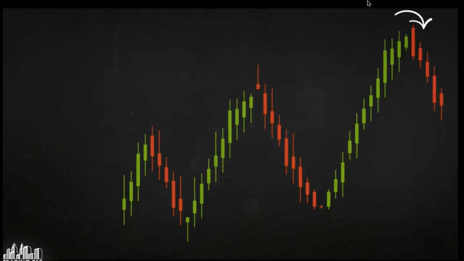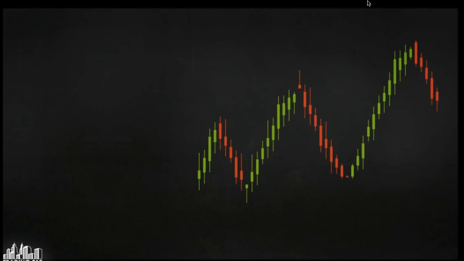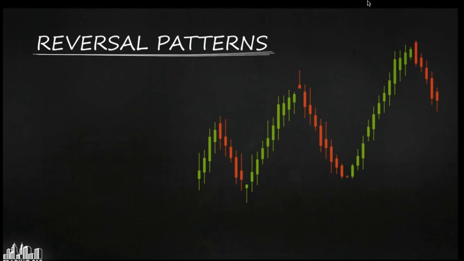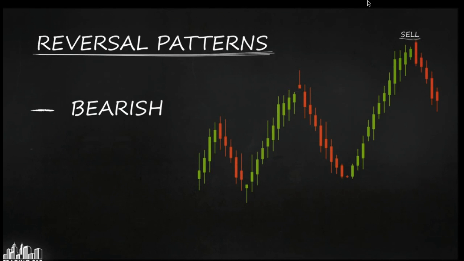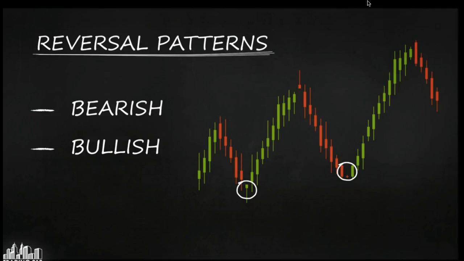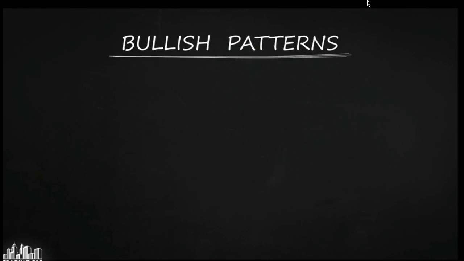Patterns that show that the market could change direction are called reversal patterns. They could be bearish, ones that indicate the change from an uptrend to a downtrend that should be perceived as a signal to sell. Or bullish, these show that a price that has been decreasing is likely to start going up and we should buy. Let's see the most popular candlestick patterns which encourage you to buy.